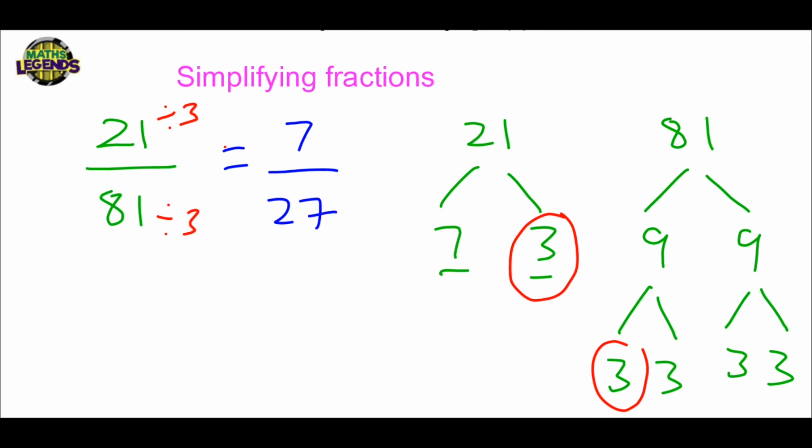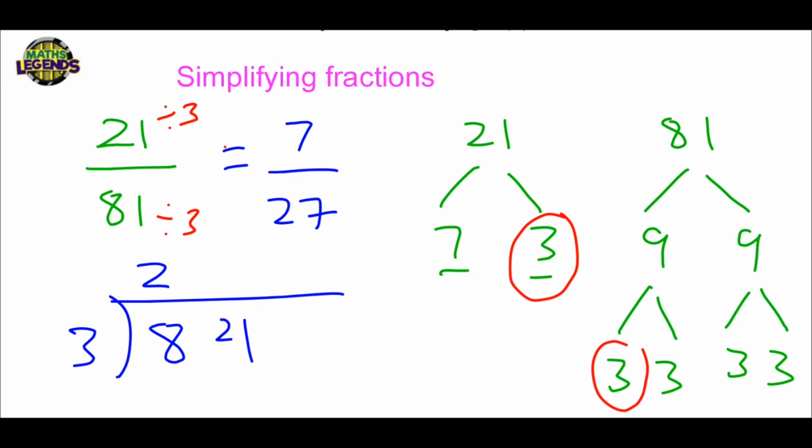To work out 81 divided by 3, you can use the bus stop method. So 8, 1 and 3. How many 3s go into 8? 2. Takes us up to 6. We have 2 left over, which we carry forward, and 3s in 21 is 7. So 81 divided by 3 is 27.